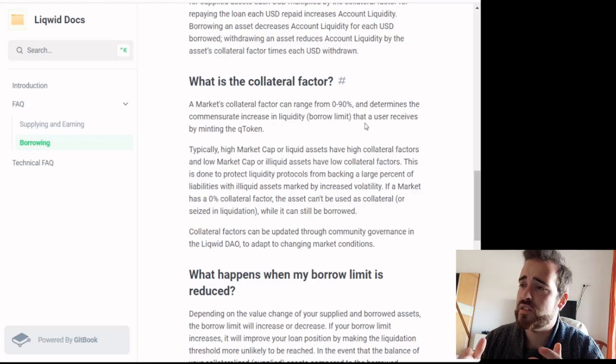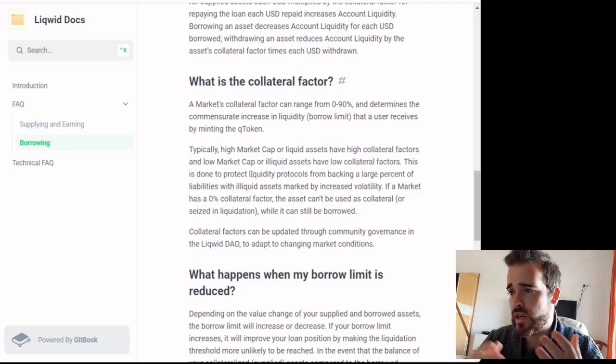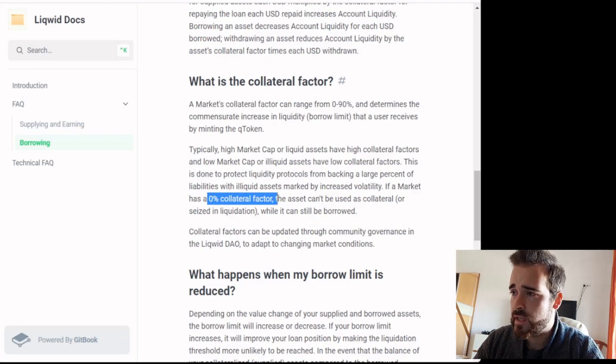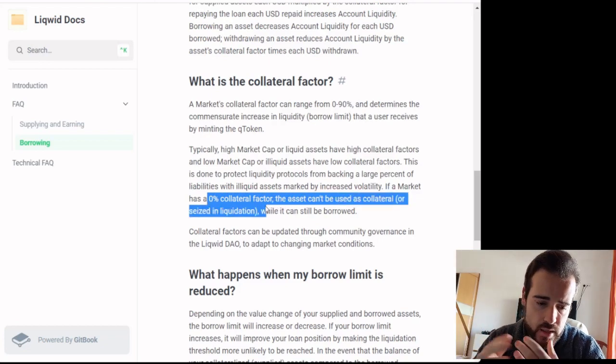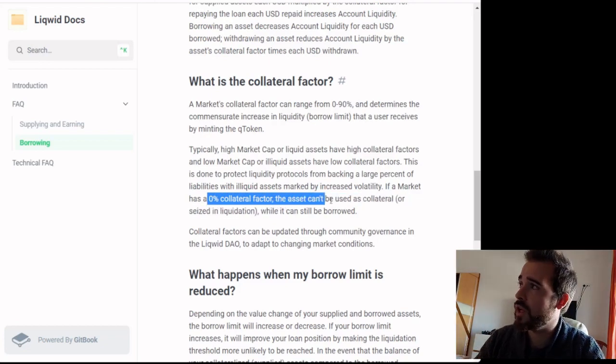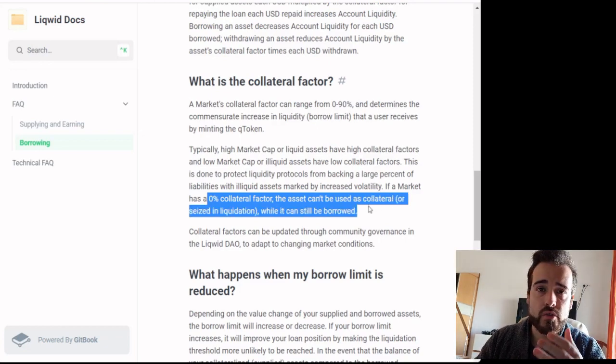For example, let's imagine there is a certain asset in the protocol that has a 0% collateral factor. That basically means that the asset cannot be used as collateral. So basically you can supply that asset, you can earn interest rates on that asset, you can borrow that asset, but you cannot use it as collateral.